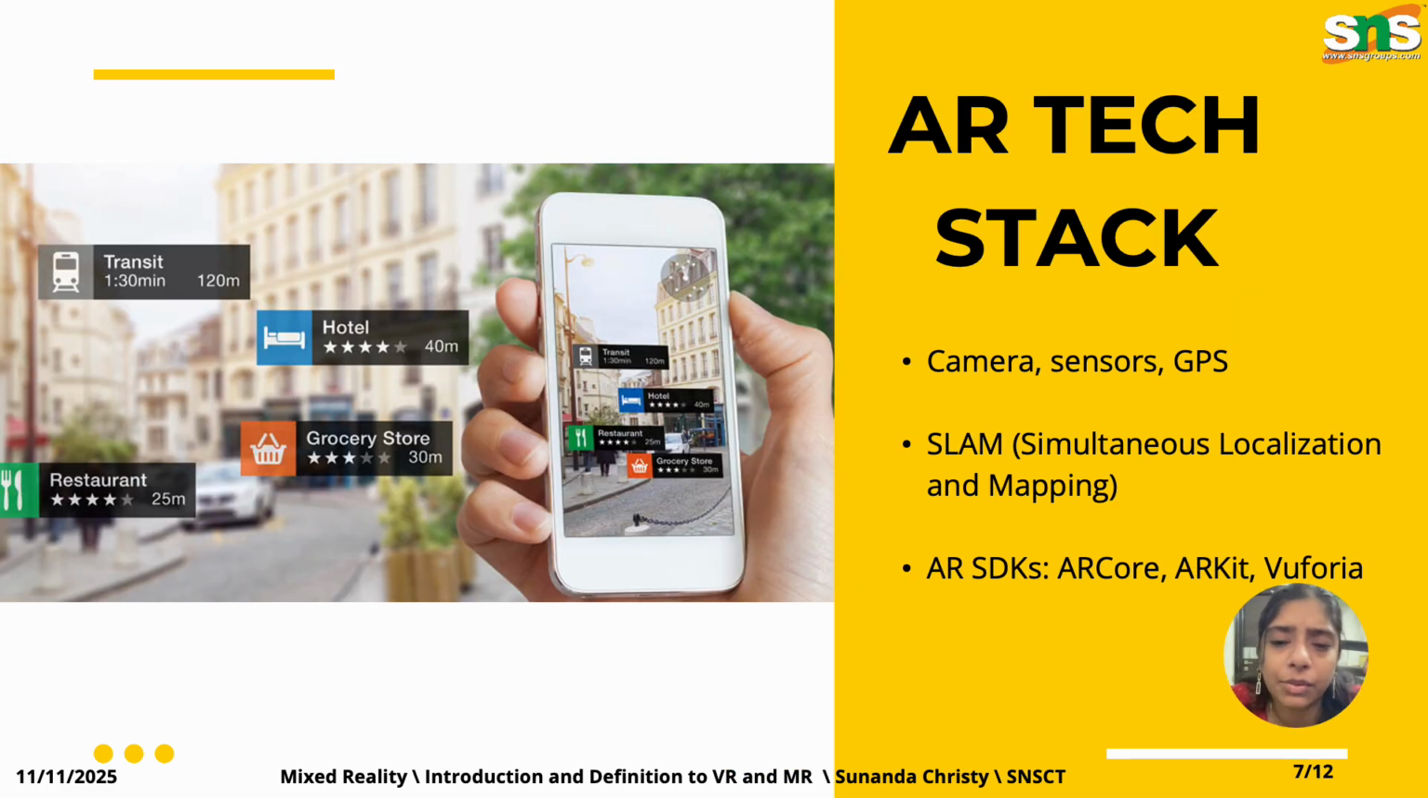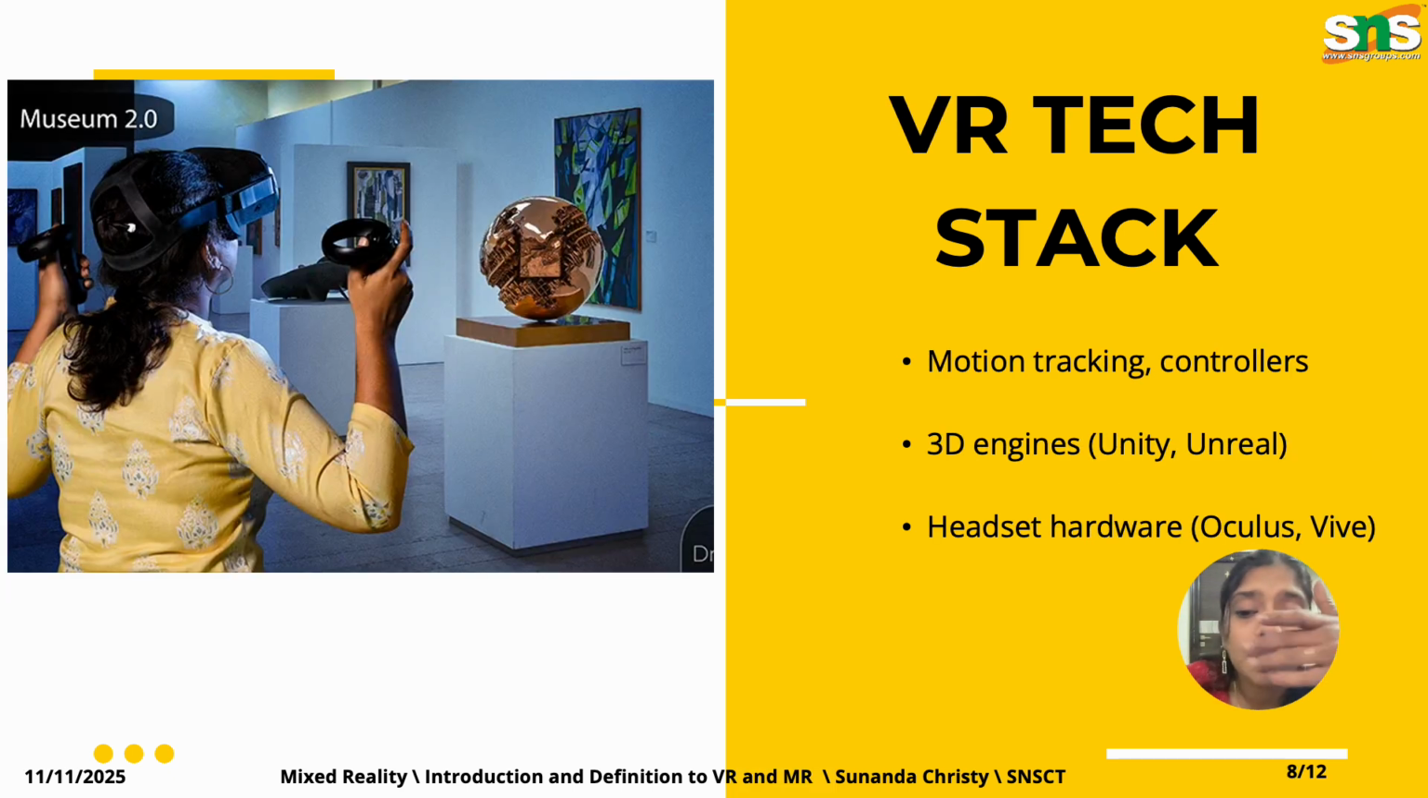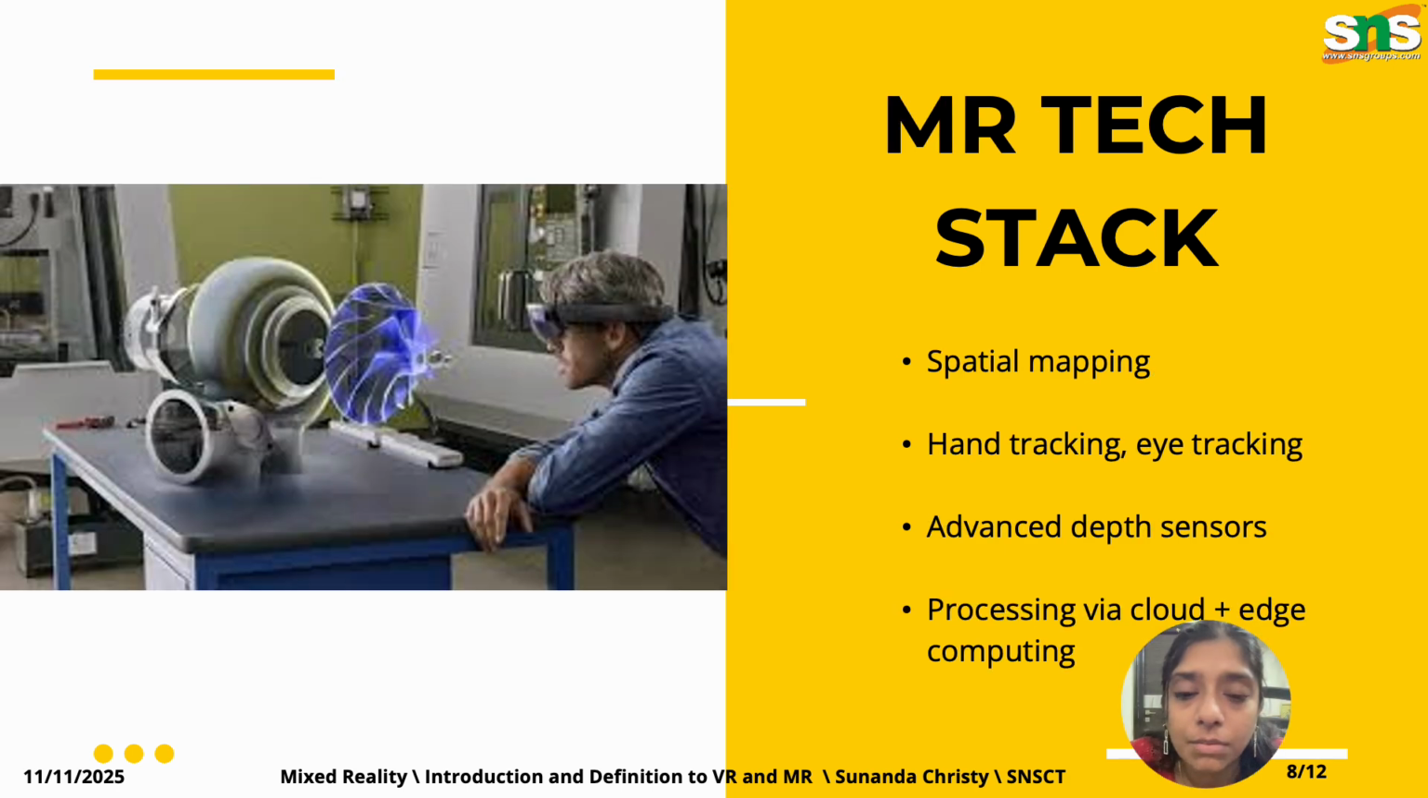Next is the AR tech stack. What is the AR tech stack? We already know AR is augmented reality. In what way is it used? In the AR tech stack, cameras, sensors, and GPS are used. Whereas in the VR tech stack, there are tracking controllers and 3D engines like game engines, Unity, Unreal, and Blender. Whereas if it comes to the MR tech, as I said before, spatial mapping, hand tracking, and eye tracking all come under the mixed reality tech stack.